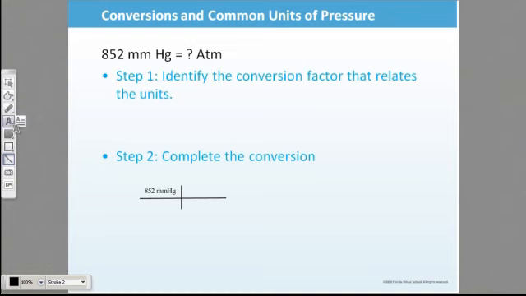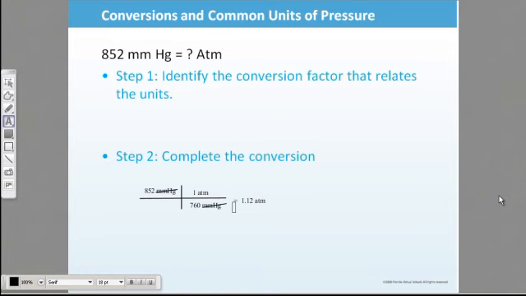Now, since we have millimeters of mercury on top at the beginning here, that means we need to have it on the bottom in the conversion factor so that we're canceling out the units. So we put our 760 on the bottom, and then we put the 1 atmosphere on top. And again, that allows us to cancel out millimeters of mercury since we're dividing them. And when we do the math there, it's going to be 852 times 1 divided by 760, and we get 1.12 atmospheres.